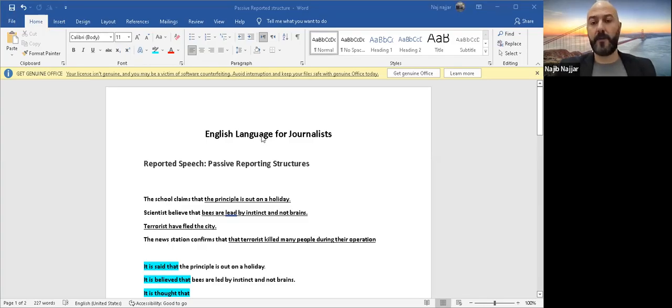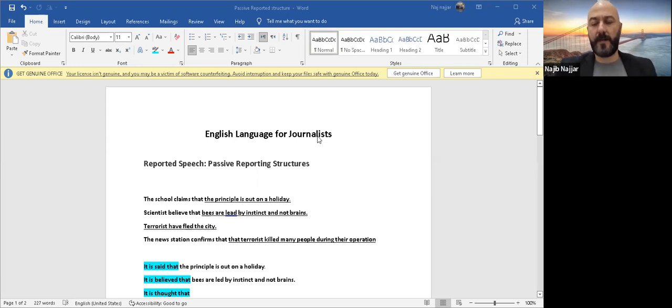Whether you're a journalist or a grammarian or any kind of student at the English major and would like to inquire about this thing, I'm going to show you the meaning of reported structure. When do we use it? Why do we use it? And the structure to be used. First of all, let me share my screen with you. As you can see here, it's English language for journalists.